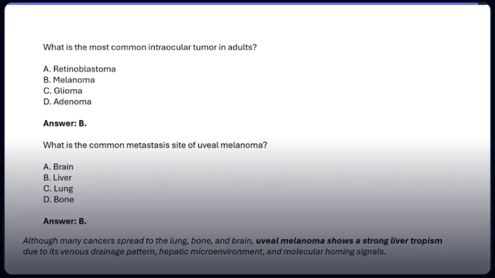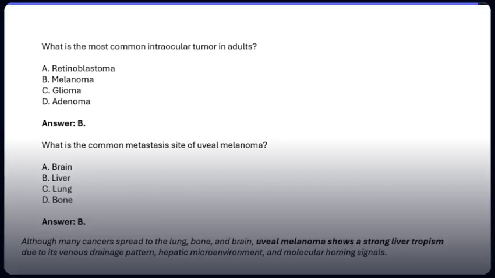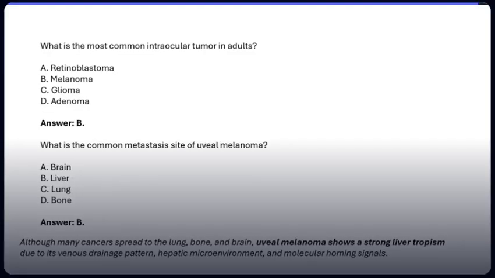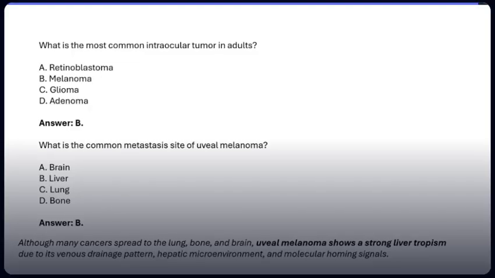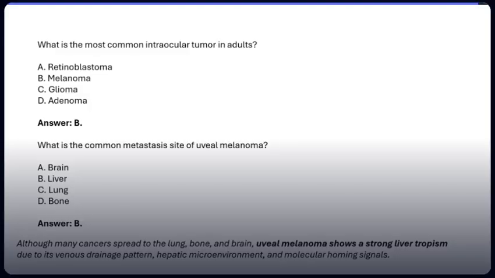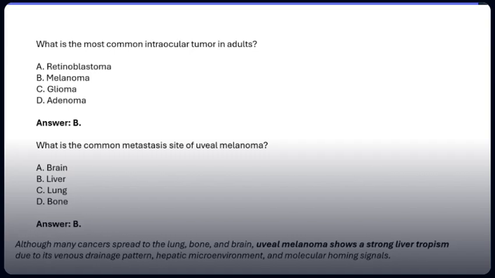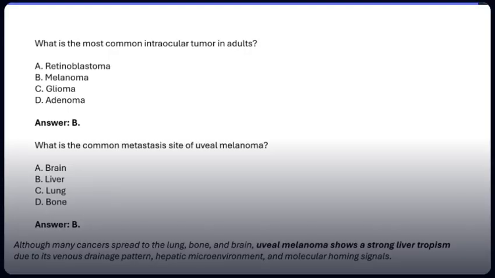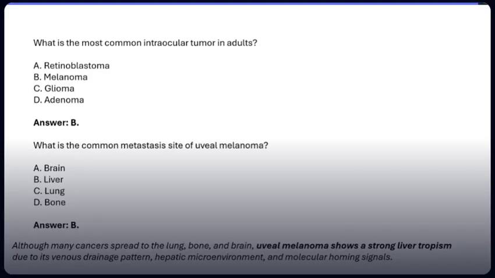In the landscape of adult ocular oncology, we must categorize melanoma as the most prevalent primary intraocular malignancy, setting it apart from the pediatric-dominant retinoblastoma. If these malignant melanocytes breach the vascular tunic, why do they bypass the lungs and brain to demonstrate such a potent tropism for the liver? This systemic spread is dictated by a specific venous drainage trajectory and the presence of molecular homing signals that find a compatible biological niche within the hepatic microenvironment.